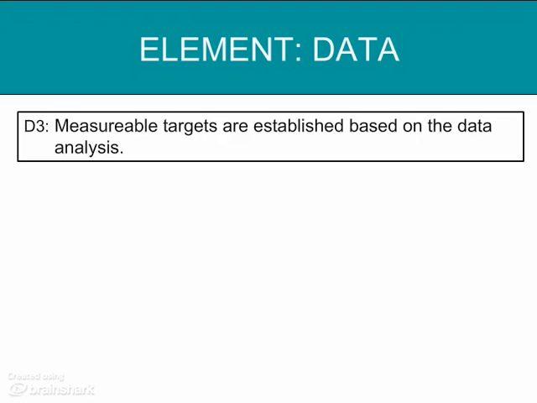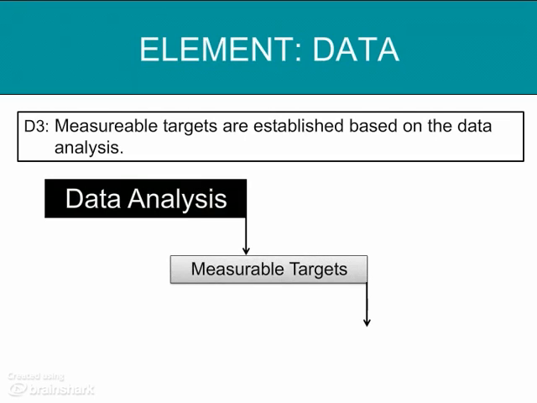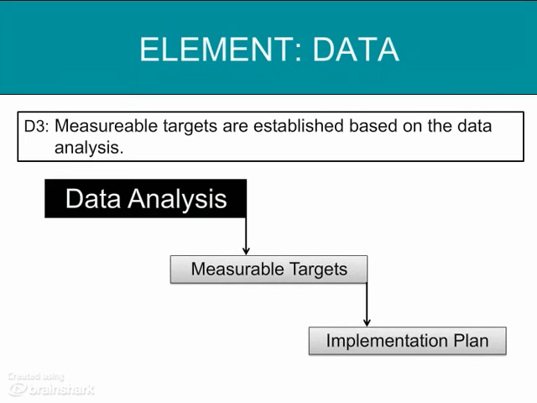For this desired state, it stands to reason that the number of measurable targets will depend on what is learned through the data analysis addressed by an earlier desired state. In essence, however, a clear connection must be made beginning with the data analysis, which then leads to measurable targets and is finally captured in the implementation plan. The result of this process is the school's consistent march towards improvement.